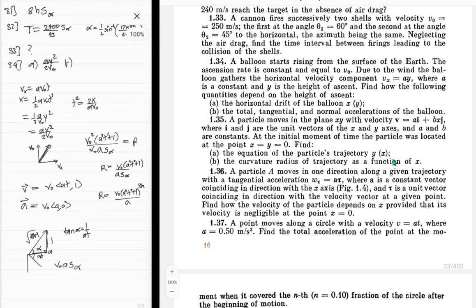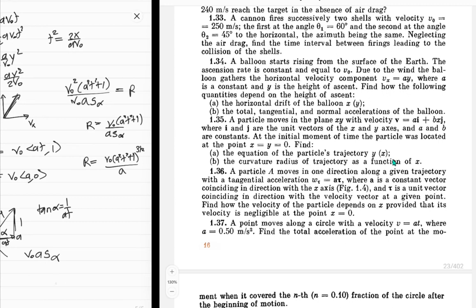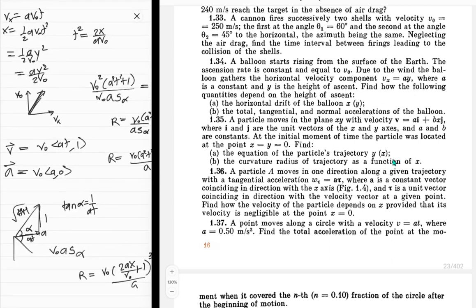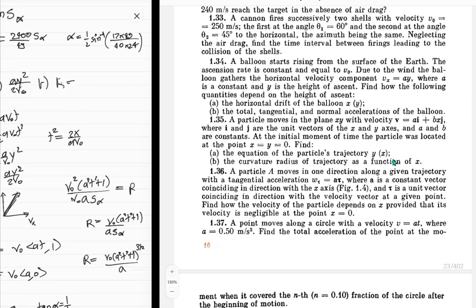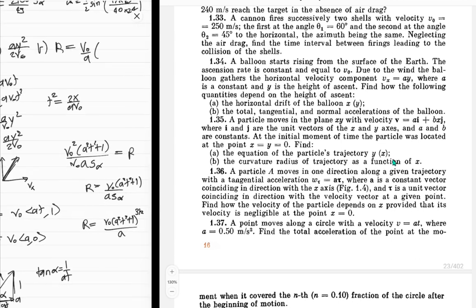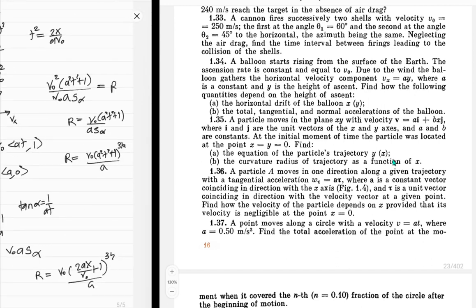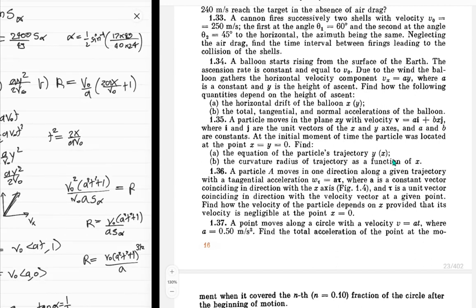So where are we? You have what r is, and you want it in terms of x. So t squared is this thing, just put that in. r is equal to v naught upon a into, 2ax upon v naught plus 1, to the power of 3 upon 2. That's kind of nice.